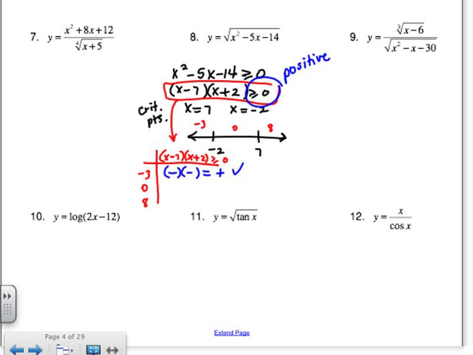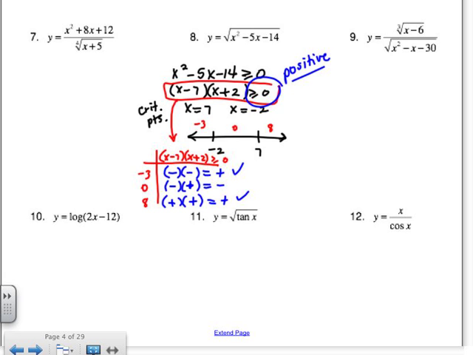When I plug in 0, I get -7, positive 2, so a negative times positive is a negative. So that will make it less than or equal to 0, right? So that wouldn't work. And then 8 gives me positive, positive, so positive number out. And that's what we wanted.